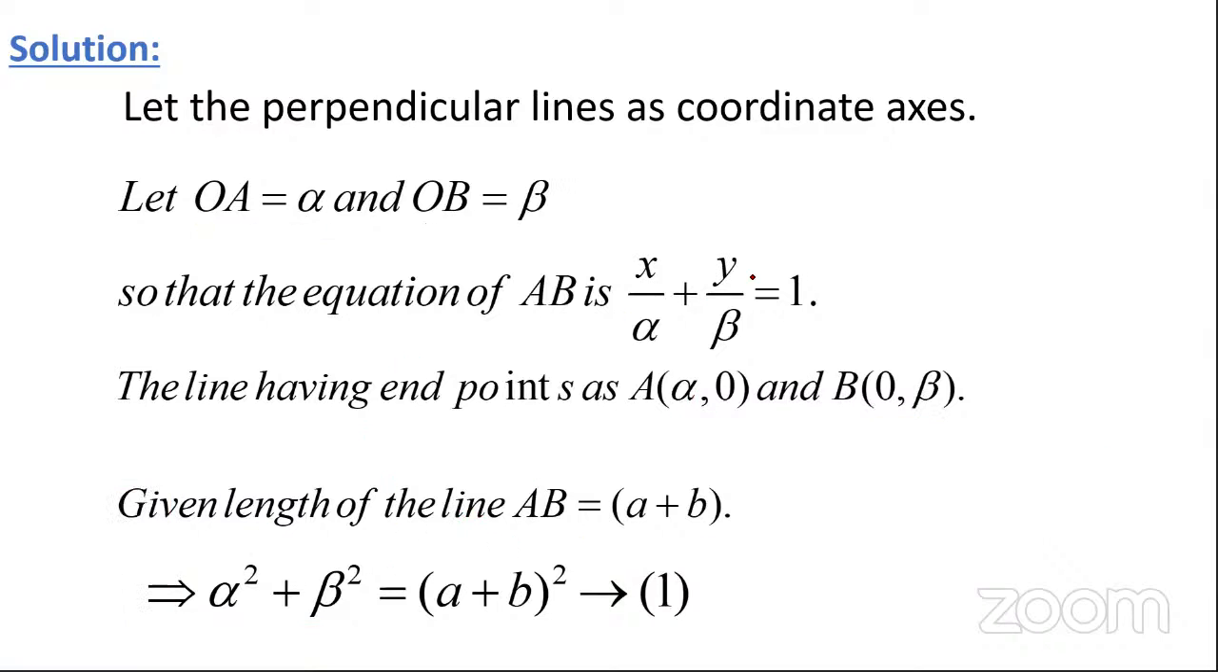So this is the intercept form. The intercept form endpoints are a comma 0 and 0 comma b, x by a plus y by b equal to 1. He has given the length of the line as a plus b. Finding the AB length, alpha square plus beta square equals a plus b whole square, which is equation number 1.